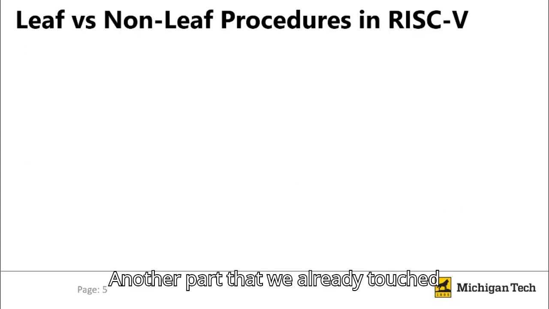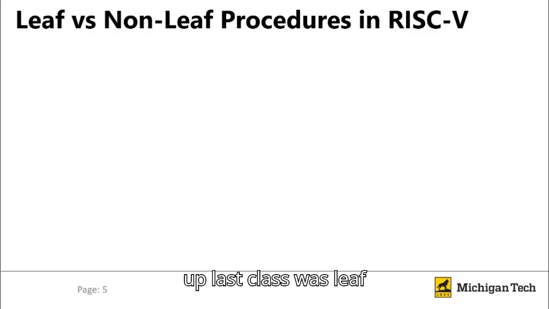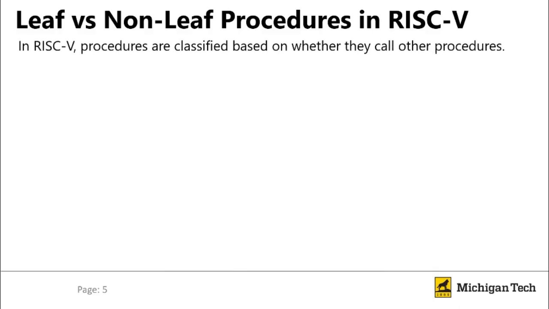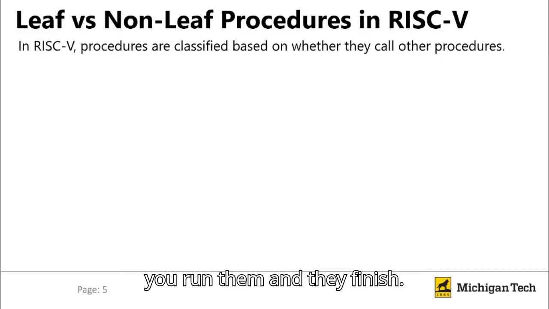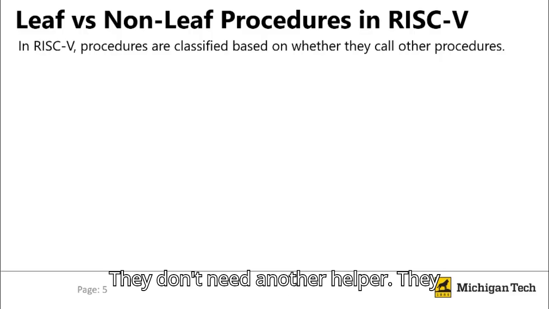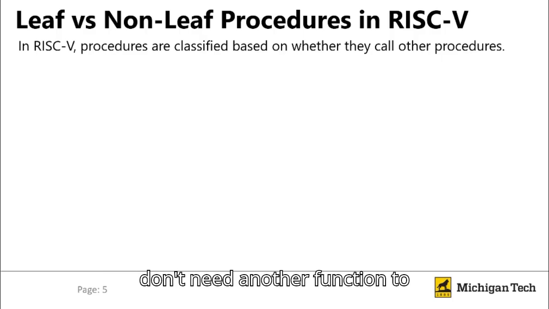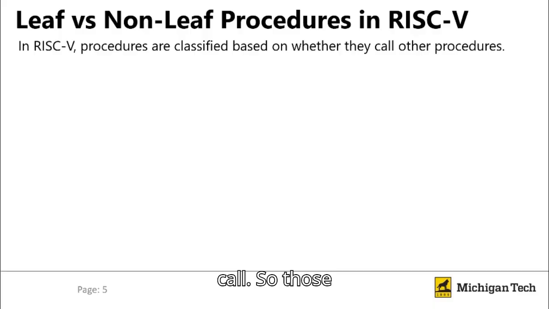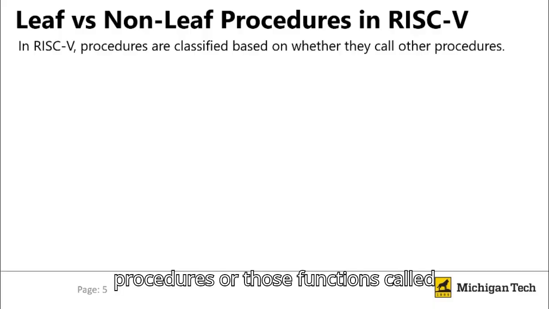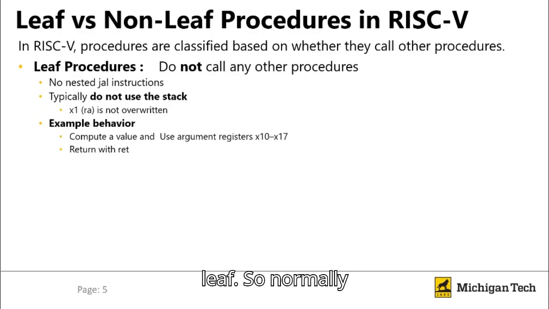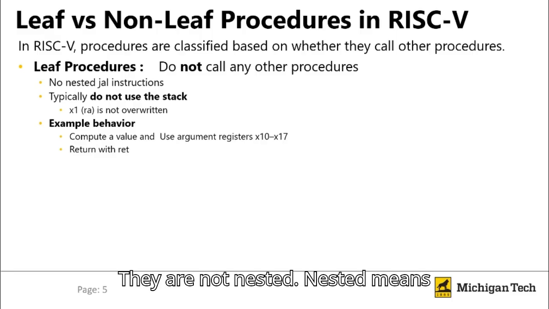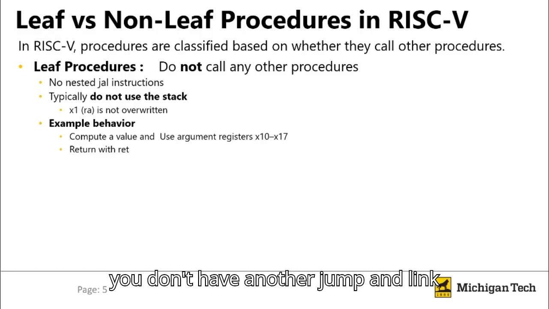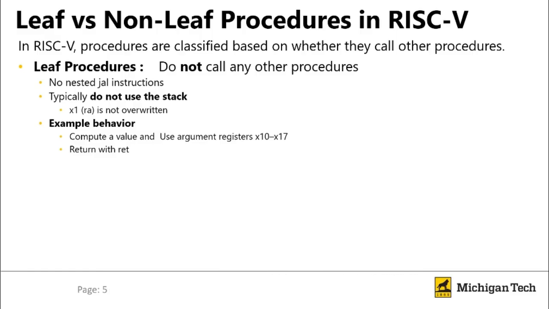Okay, another part that we already touched on last class was leaf and non-leaf procedures. Normally, when we are dealing with procedures, some procedures you just run and they finish. They don't need another helper. They don't need another function to call. Those procedures or functions are called leaf. Normally they don't call any other procedures. They are not nested. Nested means you don't have another jump and link inside them.